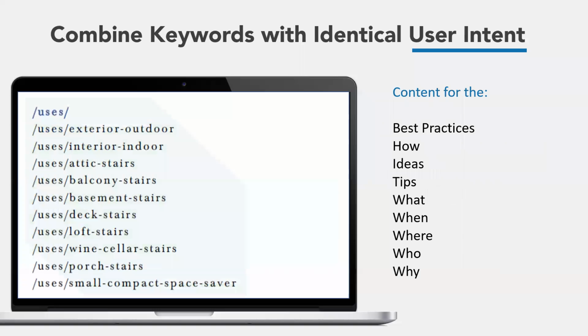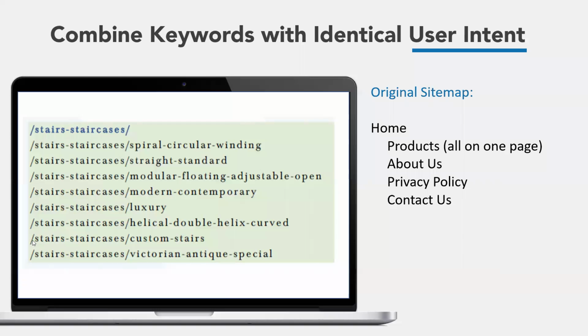In fact, if we look at the overall site here, it was home, products, about us. All their products were on one page. They only had 10 prefabricated products. So, their excuse was, well, we only have 10 products. We don't need more content. Well, wait a minute. Your 10 products, some of them are circular and spiral. One of them is straight or standard, right?